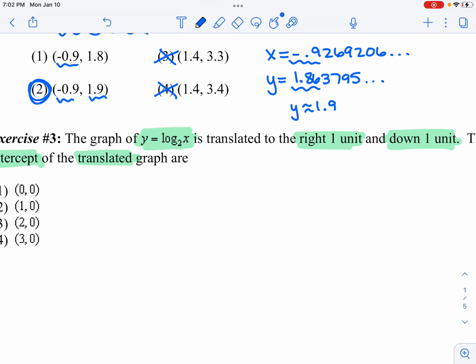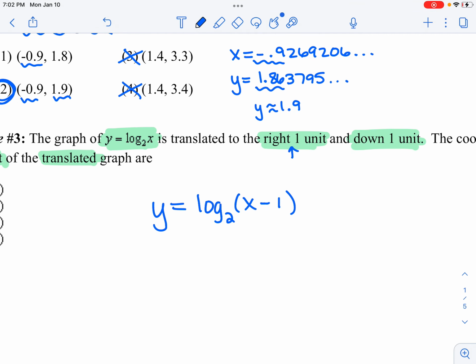If we are going horizontal, that is happening inside of our function. So that's going to happen with x. We're going to the right 1 unit. You would think positive, but horizontal is always opposite. So that's going to have a minus 1 inside. And then down 1 unit, that's a vertical shift.